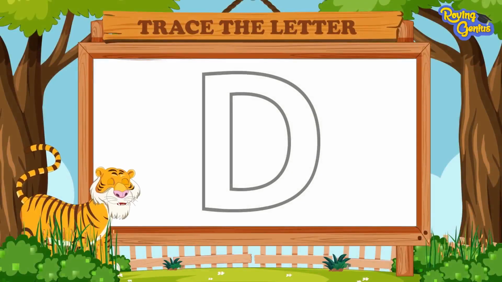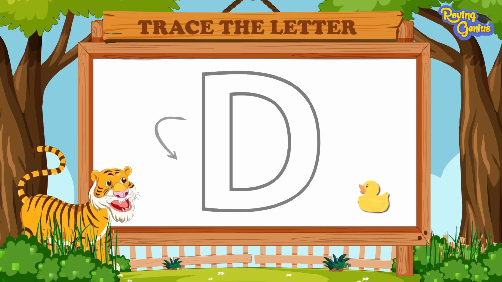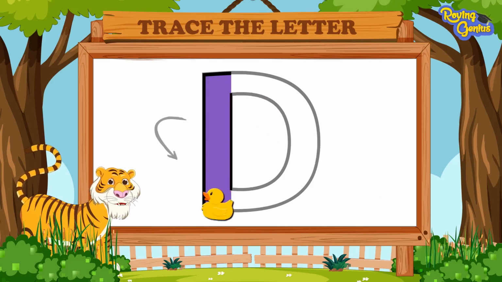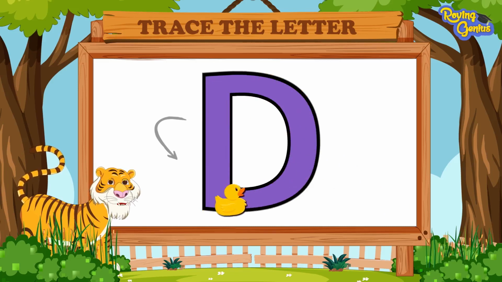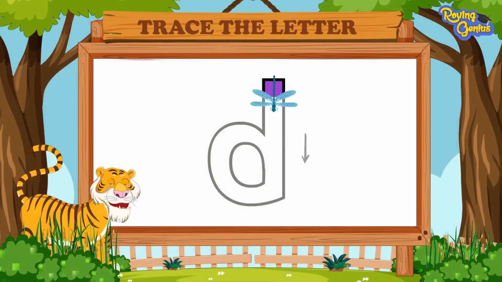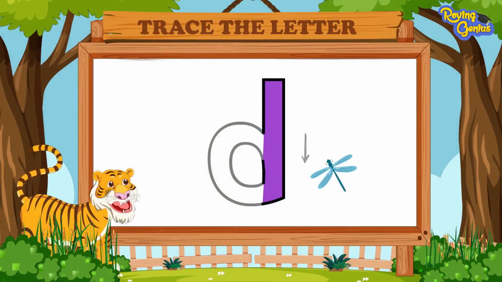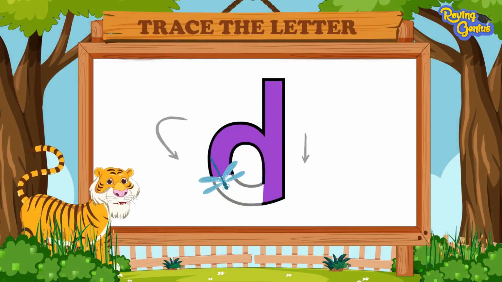Let's learn how to trace D with these fun rhymes. D down to the ground, then take a break. Half a circle is what you'll make. First, you will make a dime to spend. Go way up high, then down to the end.